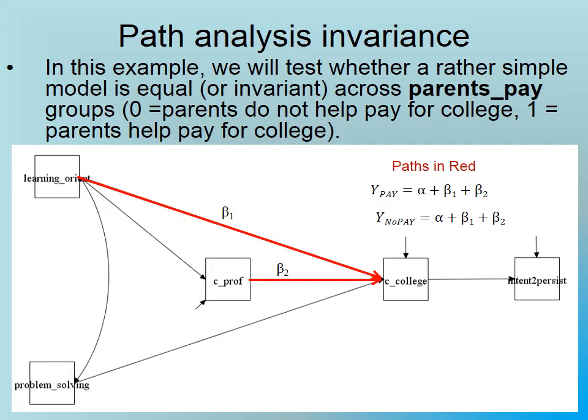So for example, one model would be those in red, which is whether beta 1 and beta 2, the prediction of connectedness to the college, is equal across the groups. In this case, whether parents pay or do not pay for their kids' college. It's important to remember invariance testing is basically testing whether those paths are equal across the groups. If they differ across the groups, that means that parents' pay status would moderate those paths.